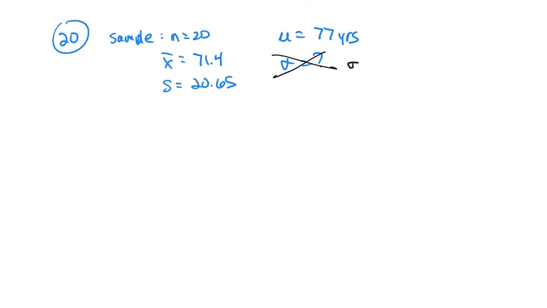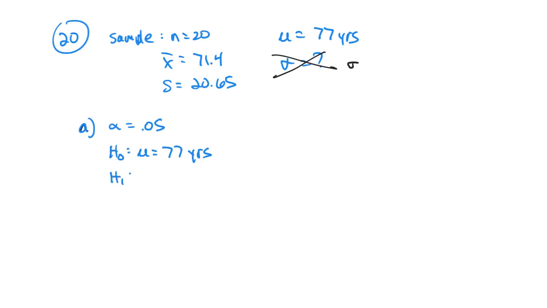So we've got things like part A, which says, state the level of significance, state the null and alternate hypotheses. Well, the level of significance they give us in the problem, 0.05. And then the null hypothesis is that the mean equals 77 years.